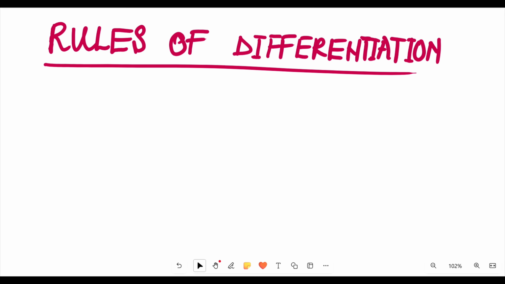We are still looking at the various rules of differentiation. So we'll be looking at the second rule. We have already worked on the first rule of differentiation. The second one is the product rule.